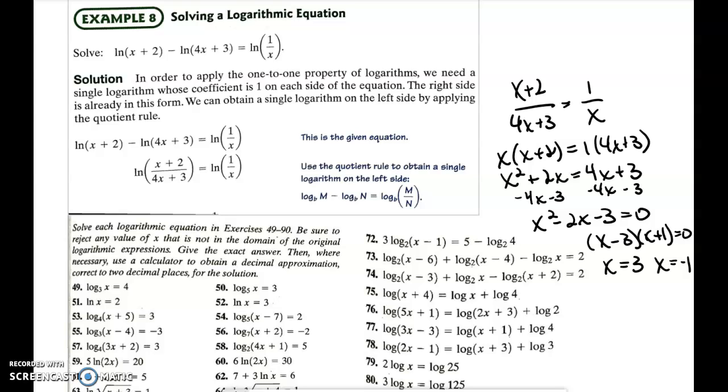Again, in order to check those answers, being careful that I have positives, that m and n were greater than 0, I have x equals 3 as an answer. That was supposed to be in blue. X equals 3 is an answer.